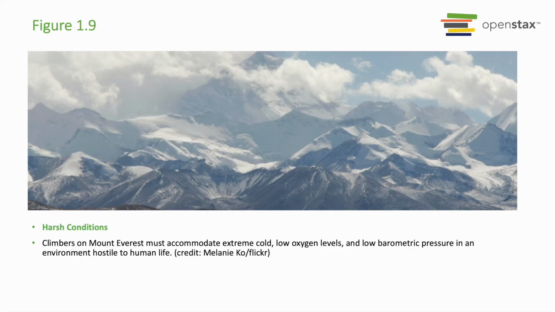Figure 1.9. Harsh conditions. Climbers on Mount Everest must accommodate extreme cold, low oxygen levels, and low barometric pressure in an environment hostile to human life. Credit: Melanie Coe/Flickr. This photo shows Mount Everest as seen from a distance. It is a large, pyramid-shaped, craggy peak with many smaller snow-covered peaks in the foreground. The peak of Mount Everest is partially occluded by clouds.